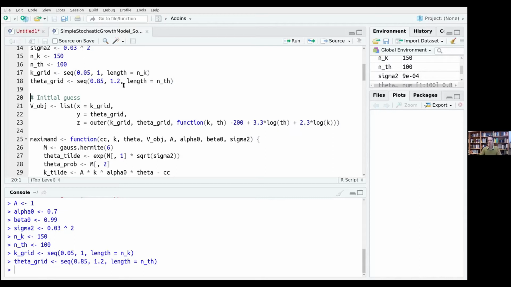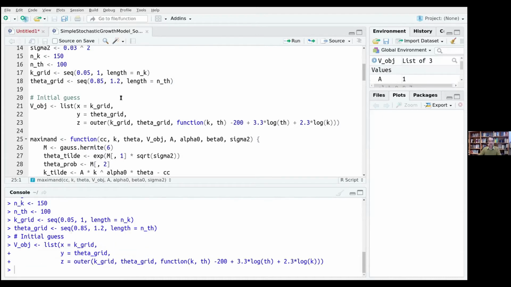Then for value function iteration, we need an initial guess. And normally the initial guess, if we don't know anything, is just 0. Okay, but then it would really take a very long time to get the final solution, and therefore I used an initial guess which is close to the final solution already. But in theory, we could just input here zeros.